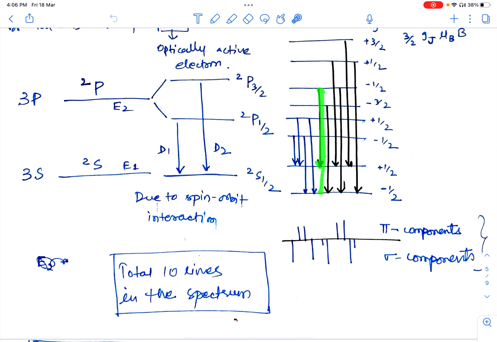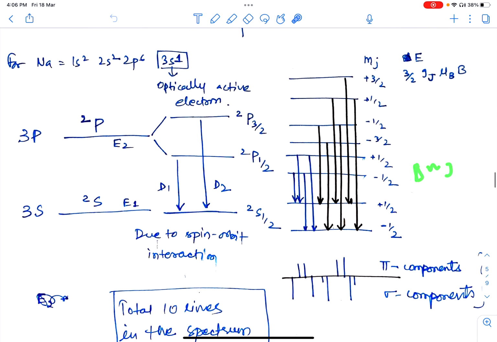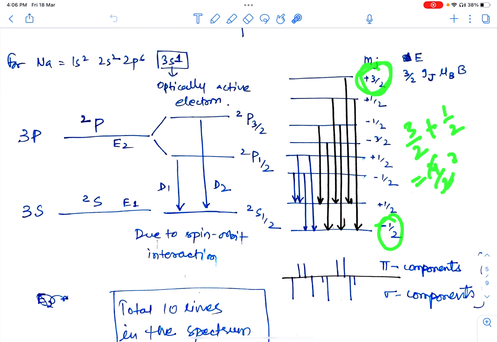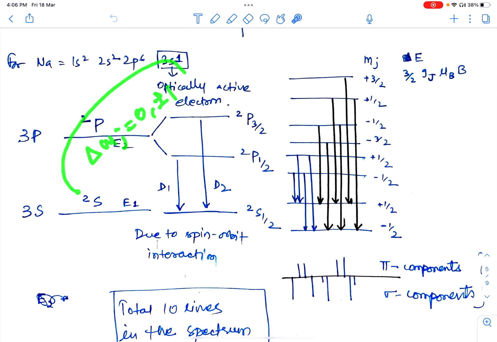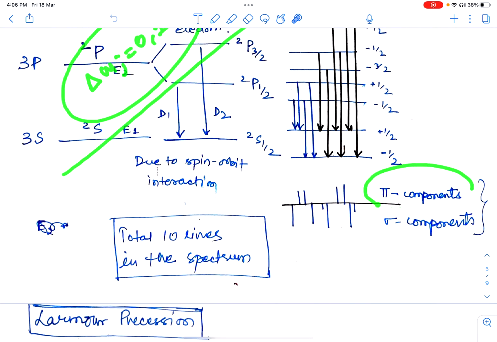If it goes from minus 1 by 2 to minus 1 by 2, or minus 1 by 2 to plus 1 by 2, it can go, because it is not violating delta mj is equal to 0, plus minus 1. But suppose 3 by 2 goes to minus 1 by 2, 3 by 2 minus of minus 1 by 2, it would be like 4 by 2. So can it happen? No, it cannot, because delta mj is 2 here, and we need delta mj equal to 0, plus minus 1, right? So these are pi components, where delta mj is equal to 0. Sigma components are where delta mj is equal to plus minus 1.